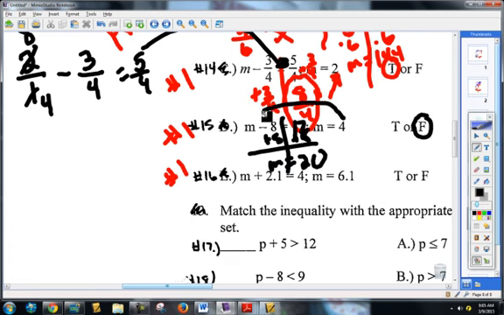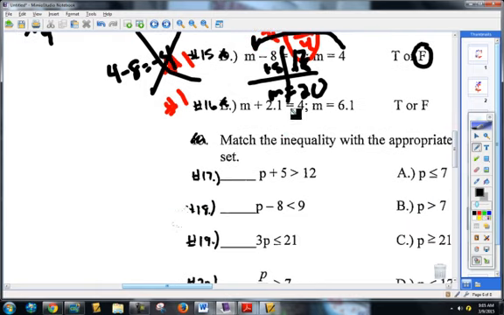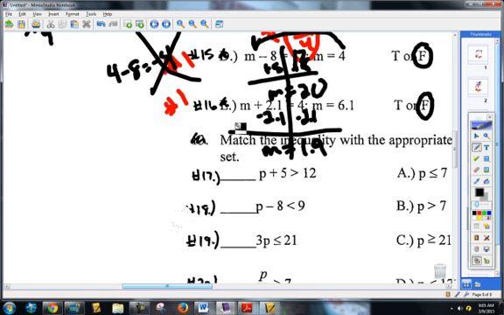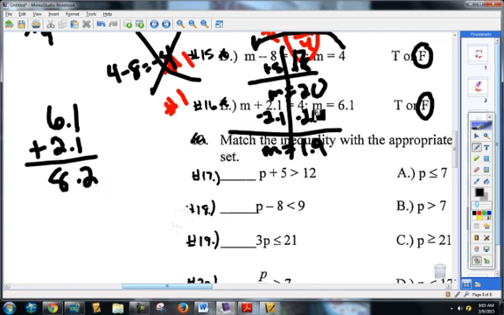Or you could have just plugged it in and said, well, 4 minus 8 is -4, so that wouldn't be right. Okay? And the last one, I'll solve it first. We're going to subtract 2.1, subtract 2.1, and I'm going to get m equaling 1.9, so that makes it false. Or you could have plugged it in and done 6.1 plus 2.1, and we would get 8.2. That's not what it says it should equal, therefore it's false.